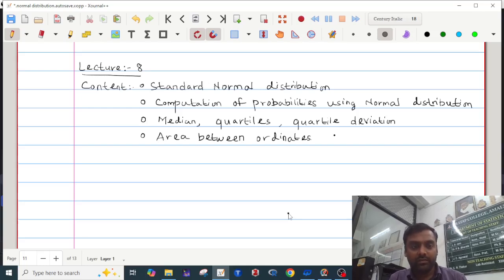Hello students, this is lecture 8 of course STMJ 241. In today's lecture, we will discuss the concept of standard normal distribution. Then we will learn how to find the probabilities for normal distribution in the statistical table. Then we will find the median, quartiles and quartile deviation for normal distribution, and we will find the area between coordinates. So let's start the session.